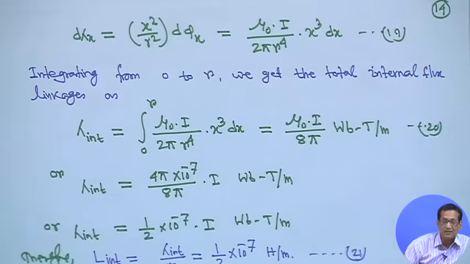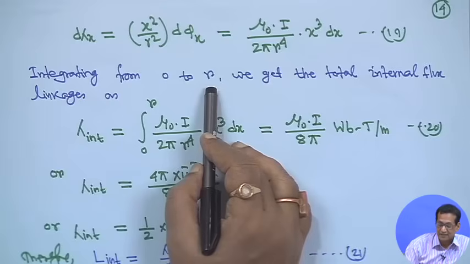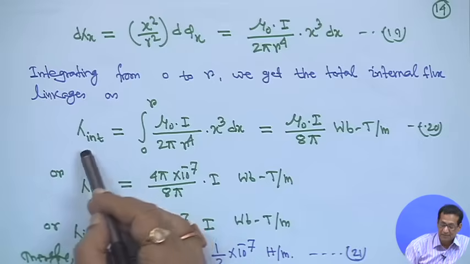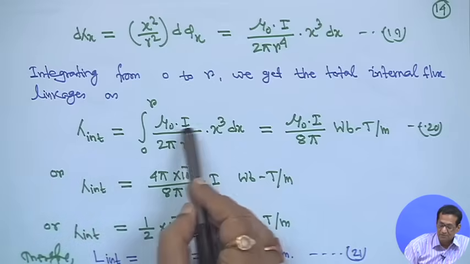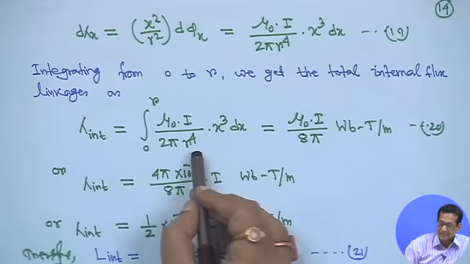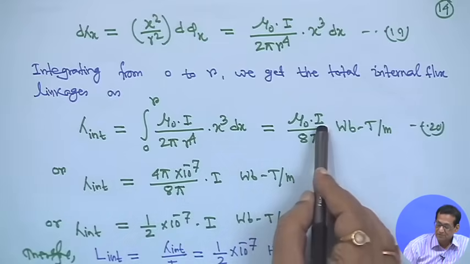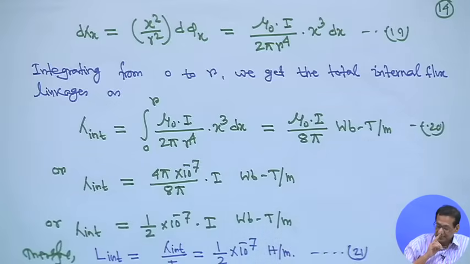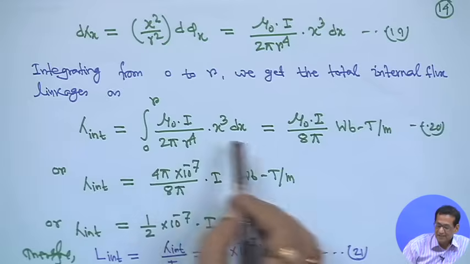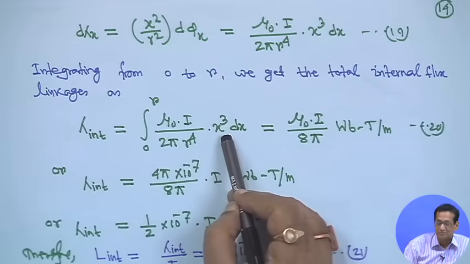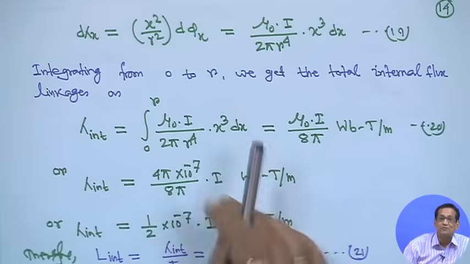Now, as the conductor radius is r, integrate from 0 to r, and you will get the total internal flux linkages. So, λ internal is equal to the integral from 0 to r of μ0 I upon 2π r to the power 4 into x cube dx. You integrate and this will be μ0 into I upon 8π Weber turns per meter. You will find that it is independent of r, because it will come to r to the power 4 upon 4, so r to the power 4 will cancel.